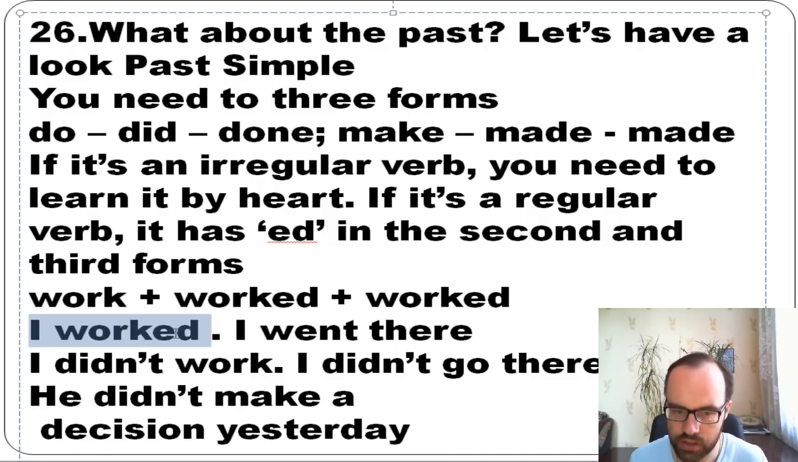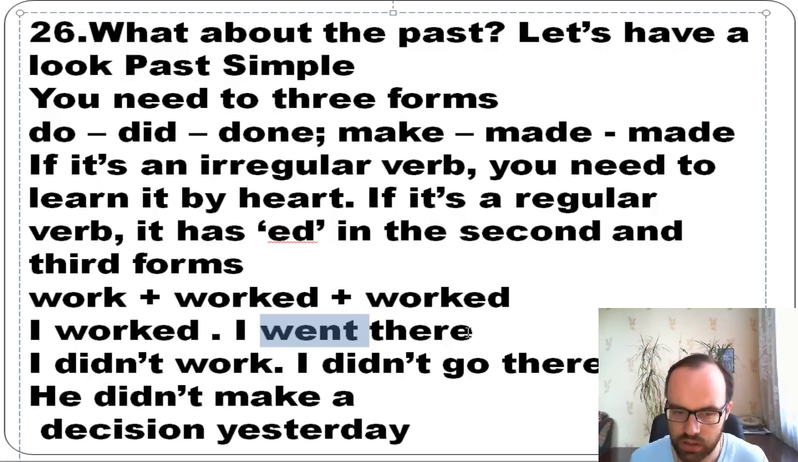Look, I worked. It's a regular verb and it has ed, but I went there. So it's the second form. The verb go: go, went, gone. So you need to use the second form, I went there.